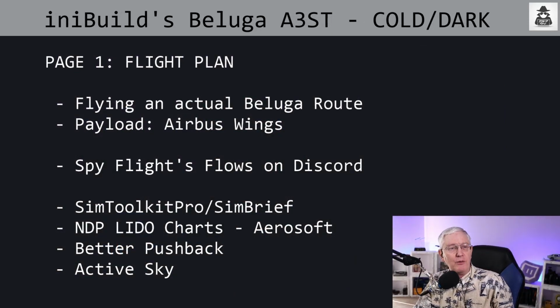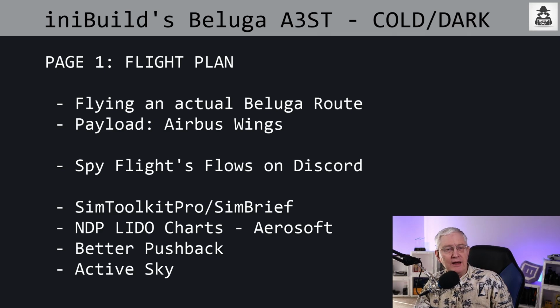The flight plan today, we're going to fly an actual Beluga route. The payload is Airbus wings, and that's actually something that the Airbus Belugas fly out of Hawarden. It's spelled Hawarden, it seems like, but they pronounce it Harden. And we're taking it over to Hamburg, to Finkenwerder Airport, where there's another one of those Beluga barns.